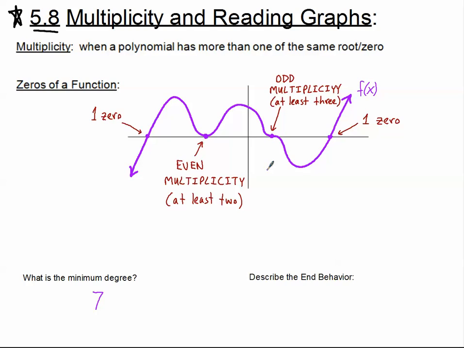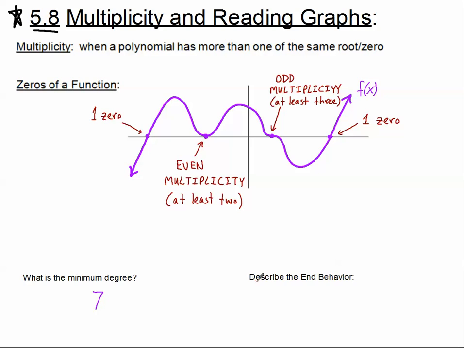The minimum degree is 7 because here's 1, and then 2, 3, and then 4, 5, 6, and then 7. The minimum degree is 7. Now we don't actually know what the degree of this function is because we don't have an equation. It would be nice to know what the equation is to know what the degree actually is. But the minimum degree has to be 7.